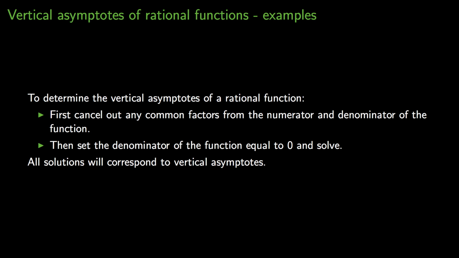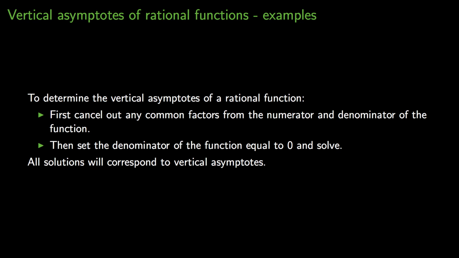Now I'm going to compute the vertical asymptotes of several rational functions, and I'm going to do it quick and dirty. That means I'm not going to laboriously check limits at all of the places where I think there's going to be a vertical asymptote. I'm going to use this trick or this hack.